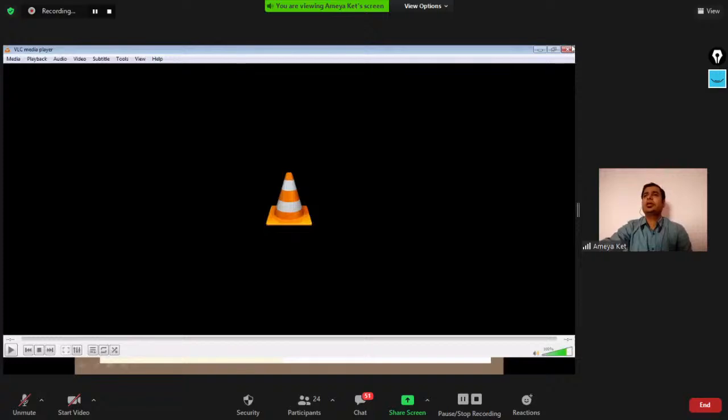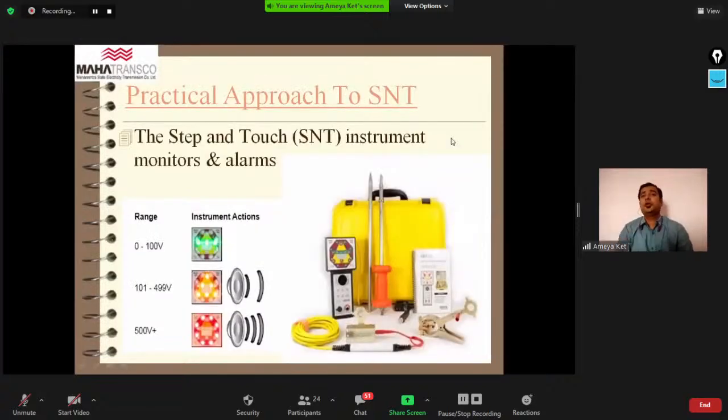So this is about the visual regarding the step and touch potential instruments specifically. In the visual, we see that this SNT kit enables us to give an alarm. For voltage ranges from 0 to 100 volts, it will be the green case, so it will be safe for us to work on the line.